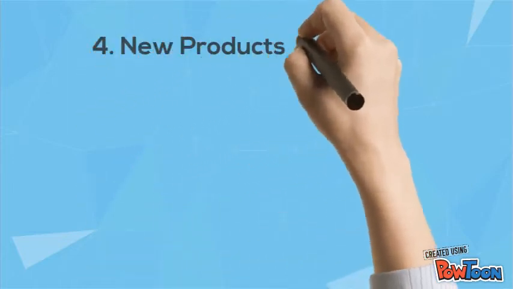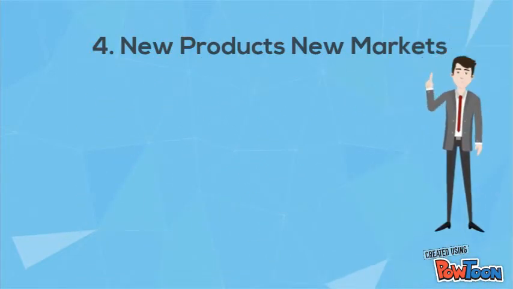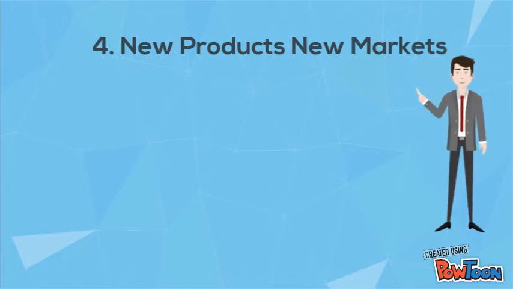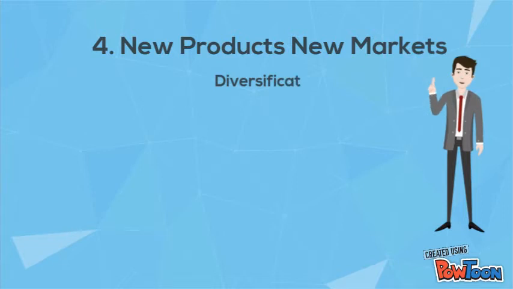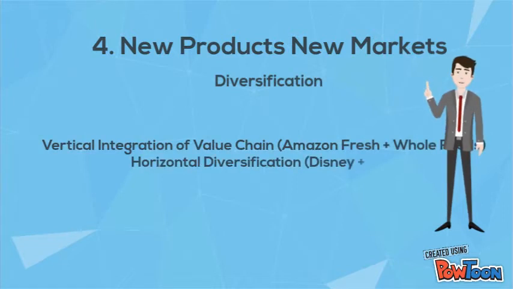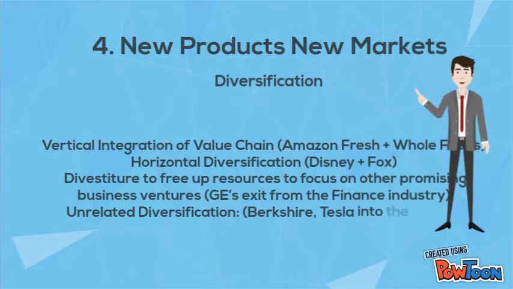The fourth and the last strategy, which is also the riskiest of all, is new products in new markets, pretty much testing new waters, or diversification. It can be achieved by vertical integration, horizontal diversification, or unrelated diversification.